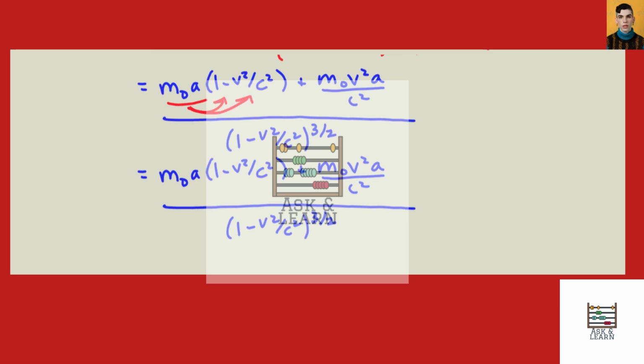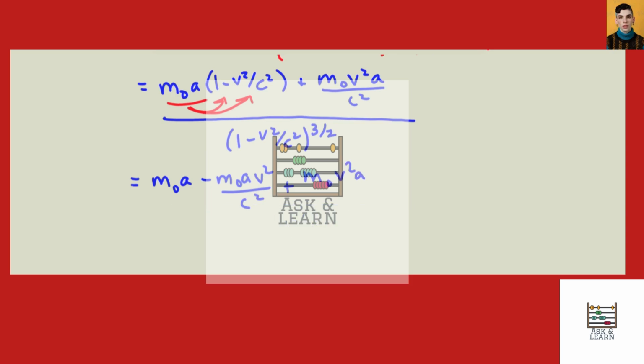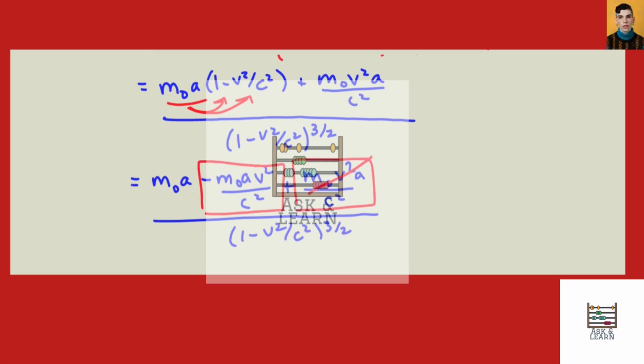Okay, the next thing we can do is distribute our m naught a and multiply it by 1 and multiply it by v squared over c squared. So we have m naught times a minus m naught times a times v squared over c squared plus m naught times v squared times a over c squared, all over 1 minus v squared over c squared to the 3/2 power. And do you notice that these two terms here are opposites, so we can cancel them?